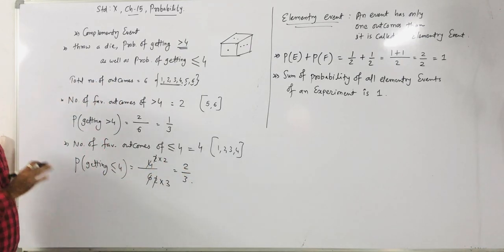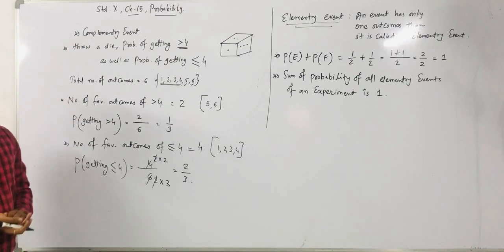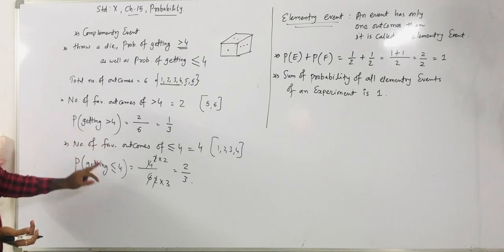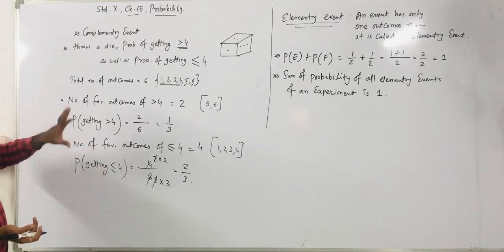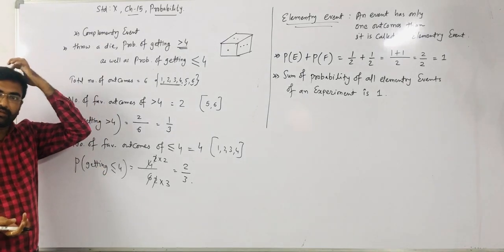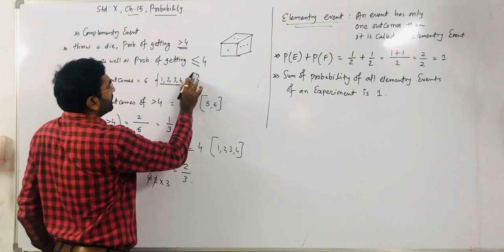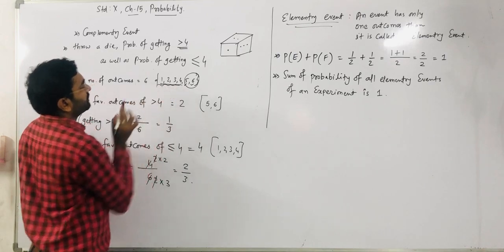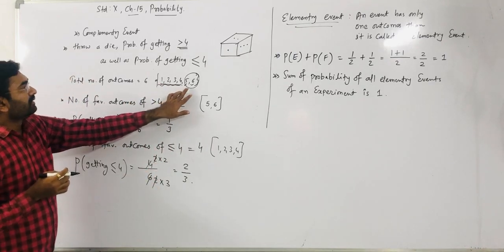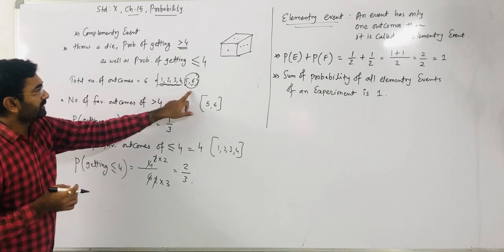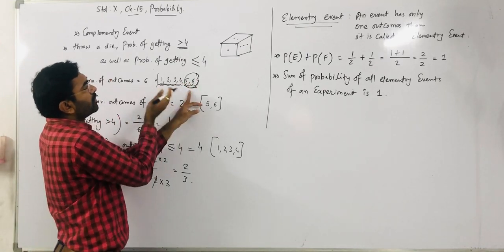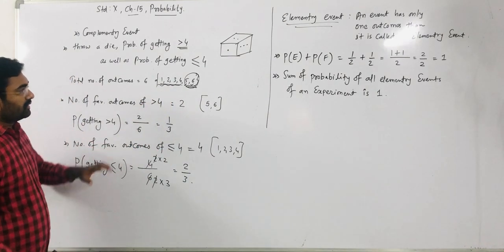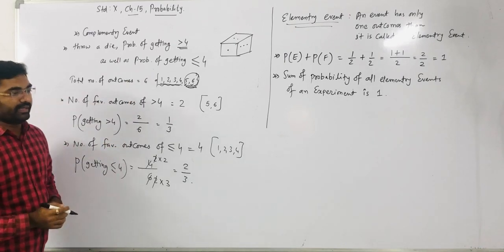Okay. Now I want to say something regarding complementary events. See, getting greater than 4 event and getting less than or equal to 4 event, both events are called complementary events. How can you say they are complementary? See, greater than 4 means this outcome you get. Less than or equal to 4 means this outcome you get. So whenever I say not greater than 4, it means getting less than or equal to 4. So that type of event is called the complementary event.